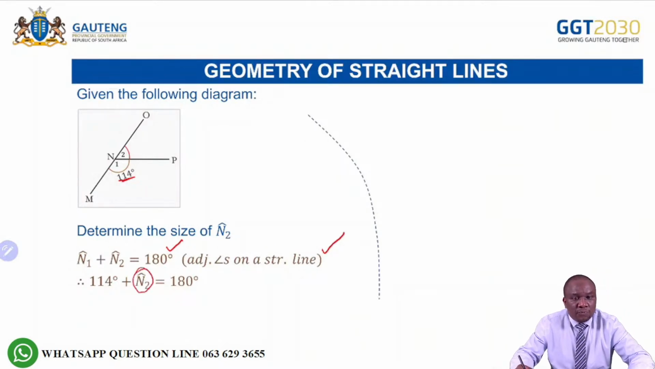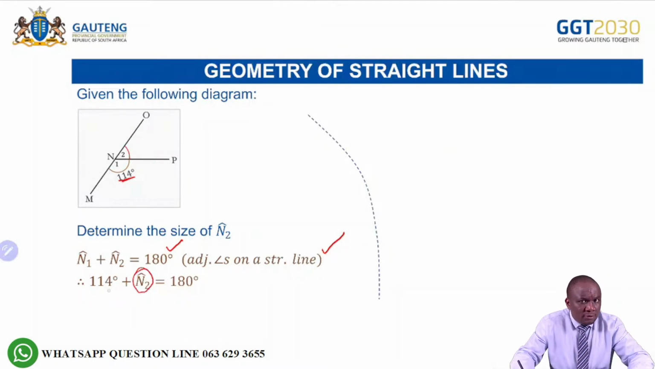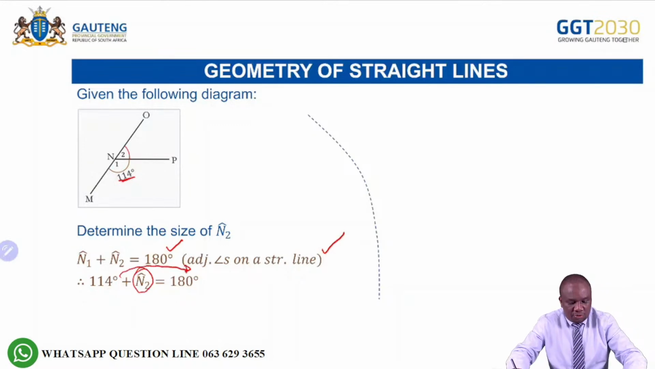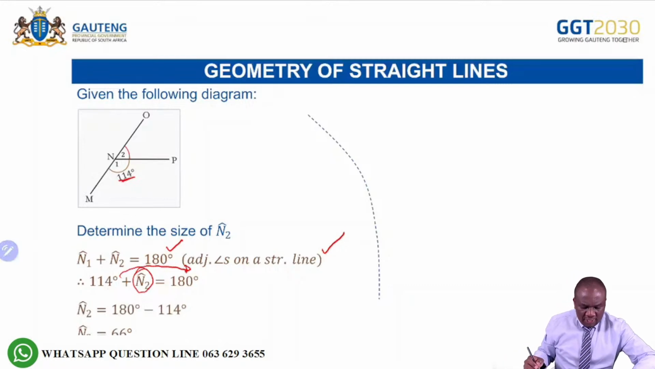So what do we do? We subtract 114 degrees from both sides of the equation. Some people talk about transposing, whereby you bring 114 degrees to the right, then it becomes negative 114. And then you have N2 is equal to 180 degrees minus 114, and then N2 is 66 degrees. That's what we're supposed to do there.